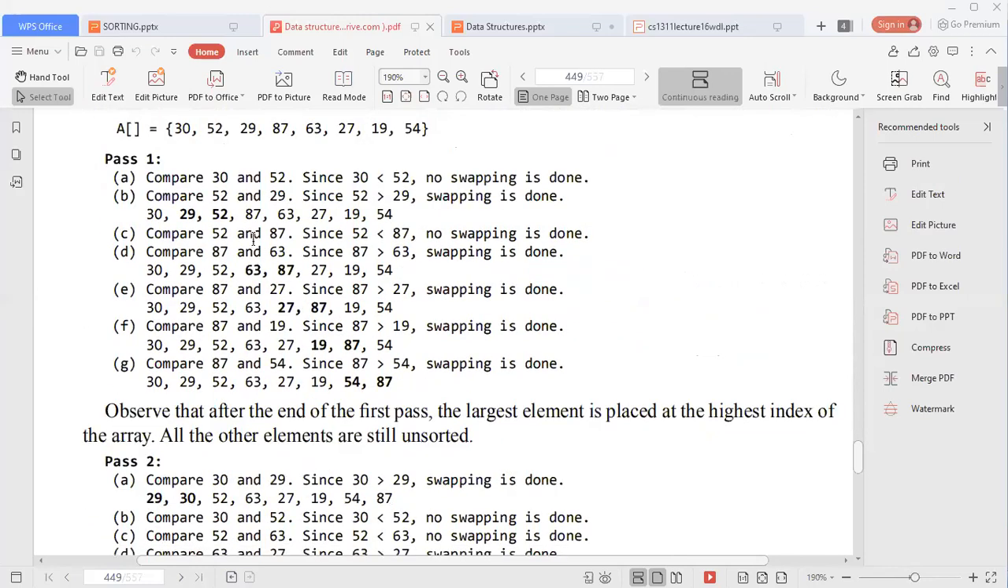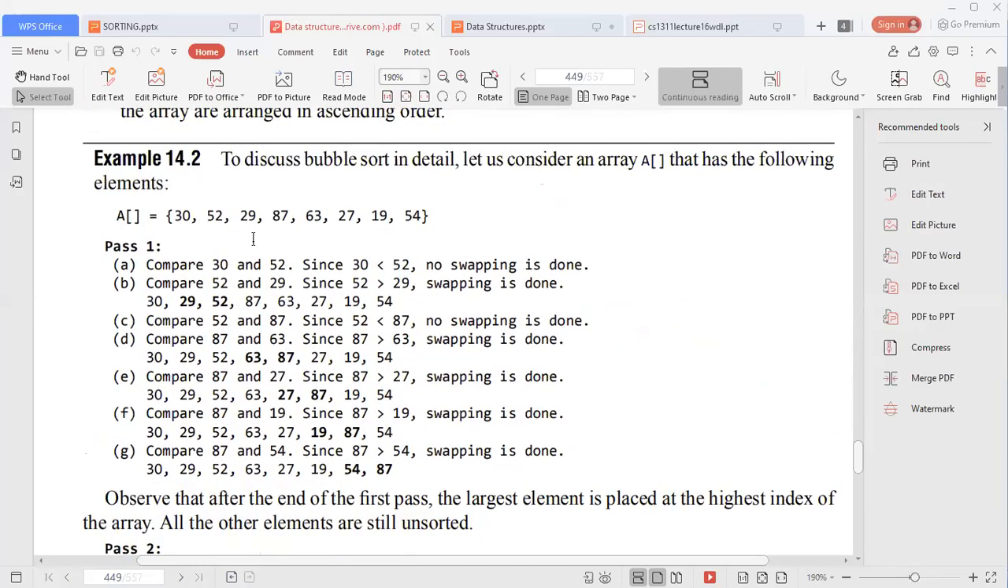So now only for the first pass I will tell you what happens in the first pass for this particular example. What are the first two elements? The first two elements are 30 and 52. Is any swapping required? No, sir. Is any swapping needed for 30 and 52? No, sir. A K is already less than A K plus 1. No need to swap. So then 52 and 29.